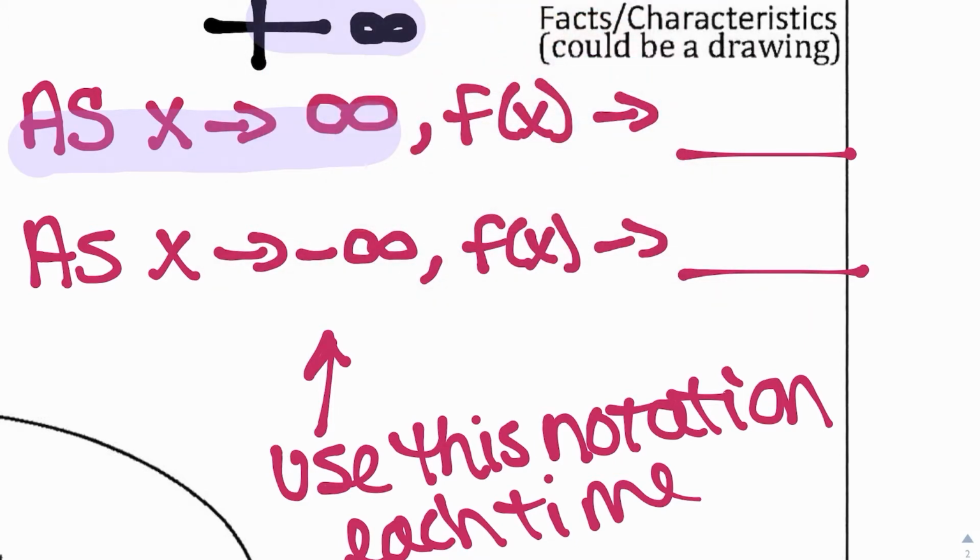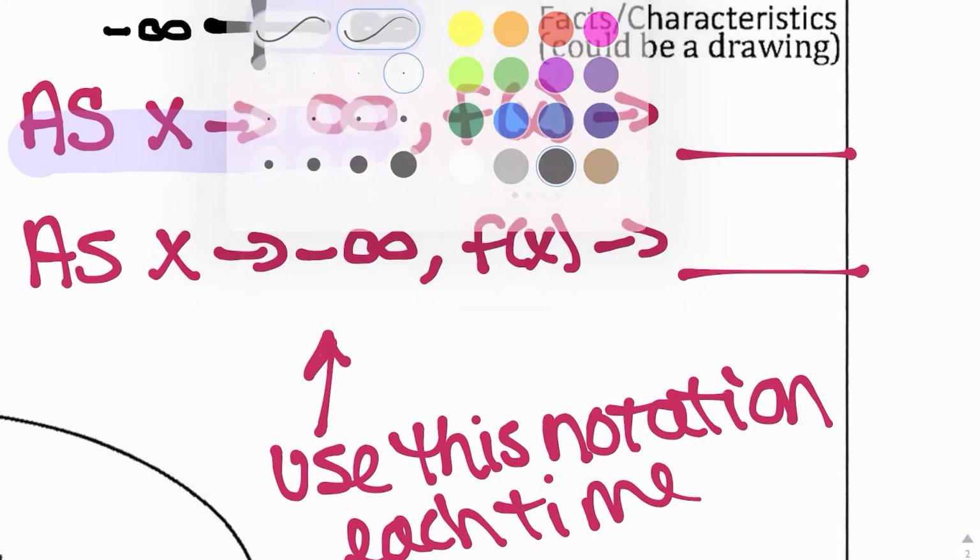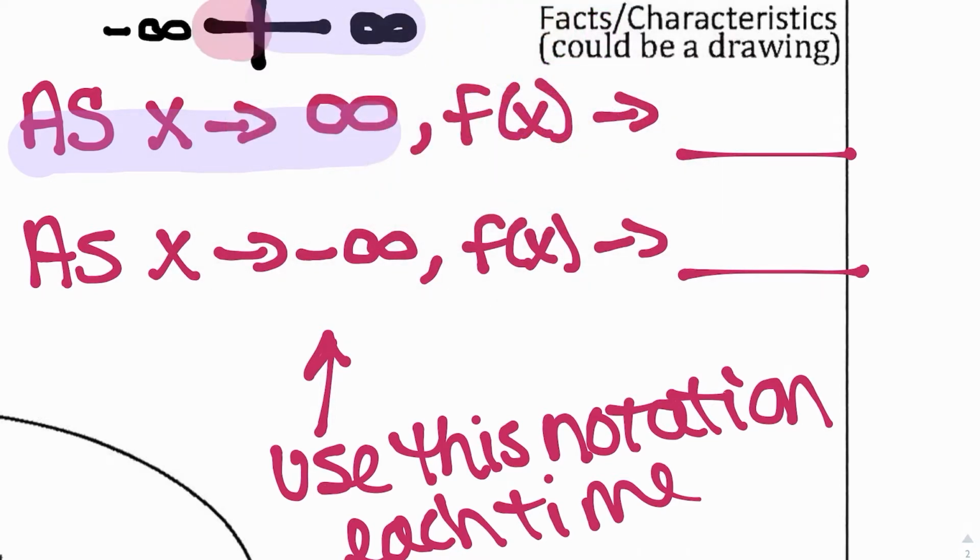Whereas if we want as x approaches negative infinity, we're really looking for anything to the left. So as we go to the left of our graph, what's the function doing? As we go to the right of our graph, what's the function doing? When you get into calculus, this will change into being the wording of a limit. It'll say as the limit of x approaches infinity, what does that equal? That's the same thing that we're saying here. So we're going to use this notation every single time.